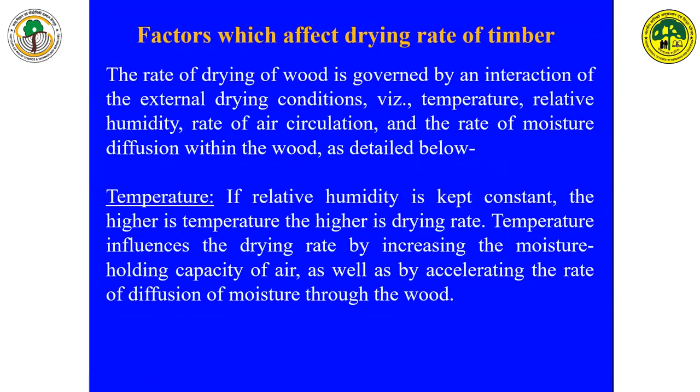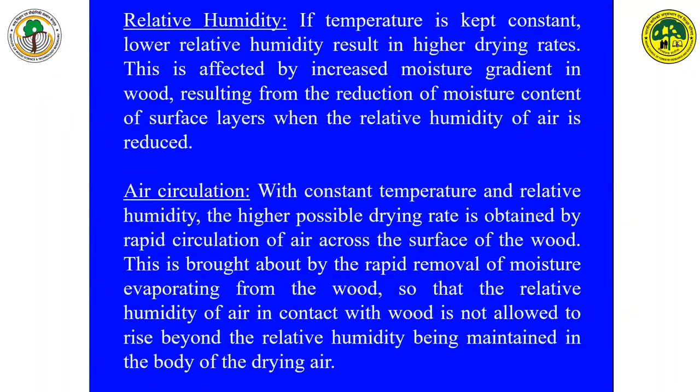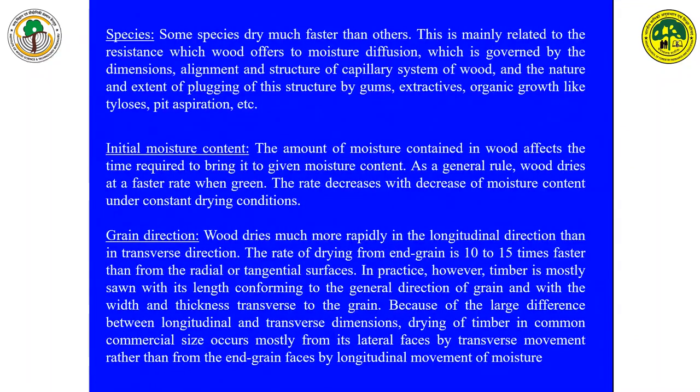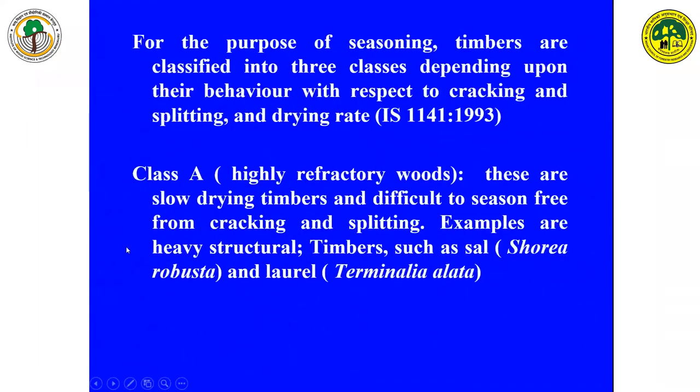Then, factors which affect the drying rate of timber; there are different factors. As I told, temperature affects drying rate, relative humidity affects drying rate, air circulation affects drying rate. Then species is also responsible for drying rate. Then initial moisture content: the more the initial moisture content, the faster the drying rate initially. Later on it decreases below fiber saturation point. Then grain direction is also important, because if capillaries are constricted with tylose formation or gum formation or pit aspiration, then water movement will be very slow. In that case, permeability will be poor, so drying rate will be poor. So all these factors are very important.